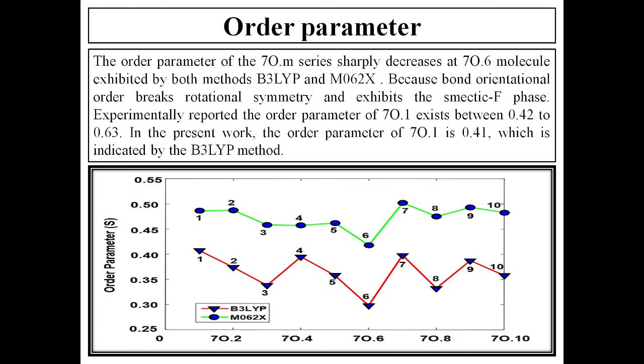Order parameter. The order parameter of the 7OM series sharply decreases with the 7O6 molecule, exhibited by both methods, B3 and M062X, because the bond orientational order breaks rotational symmetry and exhibits symmetric F phase. Experimentally reported, the order parameter of 7O1 exists between 0.42 and 0.63. In the present work, the order parameter for 7O1 is 0.41, as indicated by the B3 method.